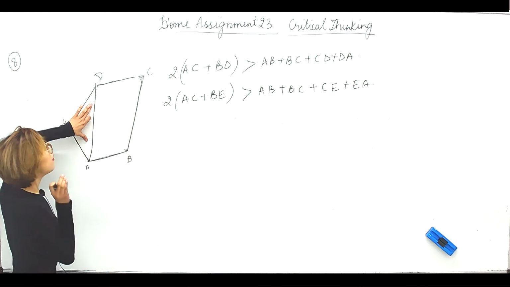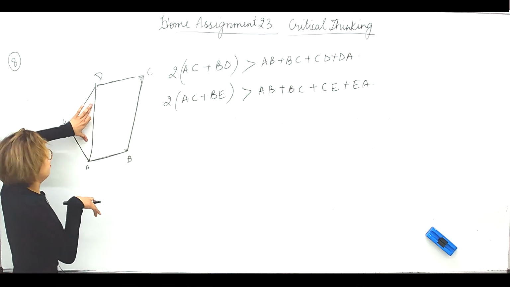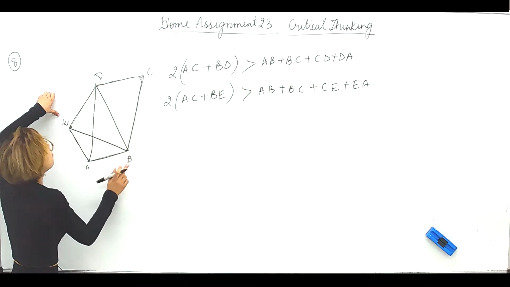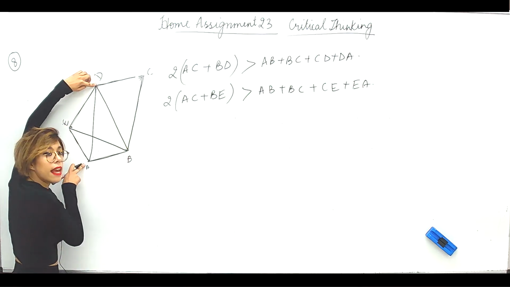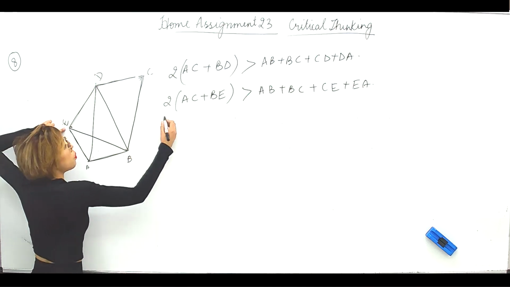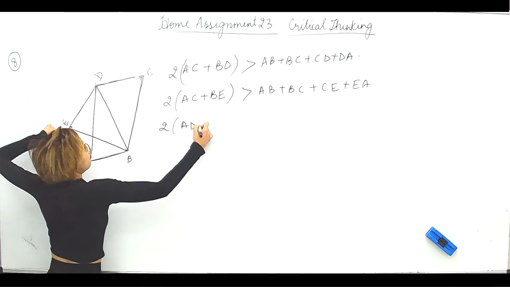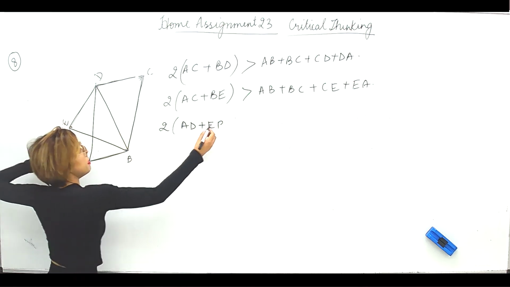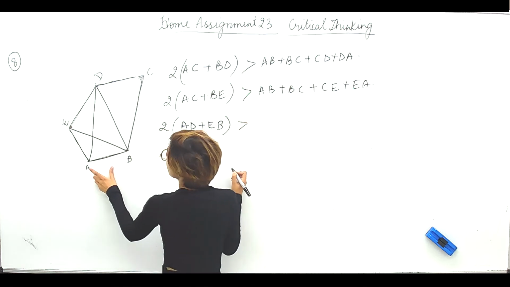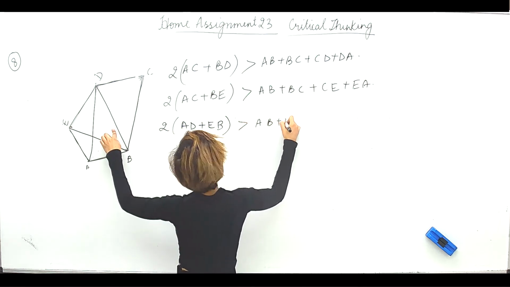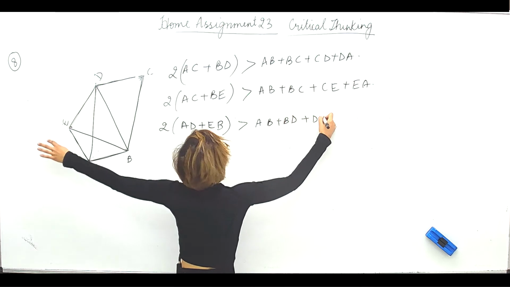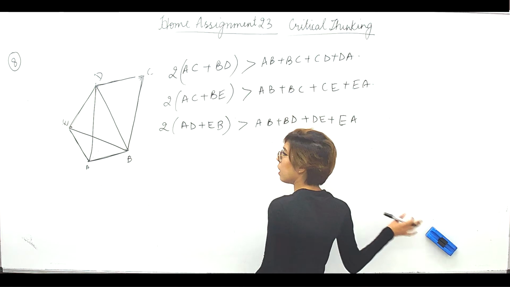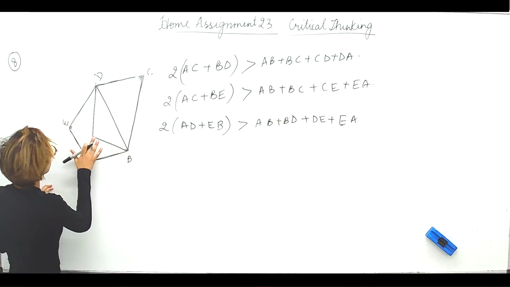AD. Now think of the quadrilaterals which have AD as the diagonal. So one might be this one. So consider quadrilateral ABDE. AD is the diagonal, EB is the diagonal. So twice of AD plus EB is greater than the perimeter. So AB plus BD plus DE plus EA. Done? Okay. अब AD के साथ ले रहे थे ना, अब एक तो हो गया.